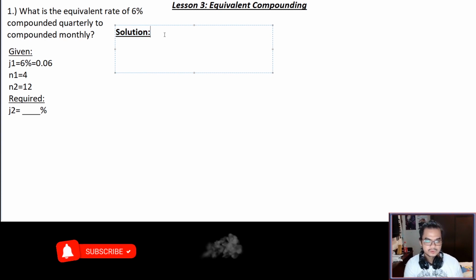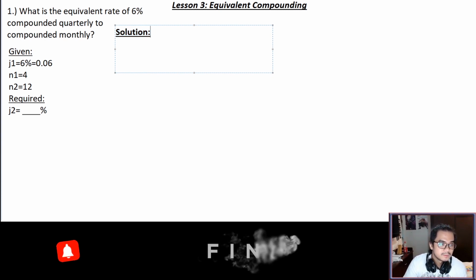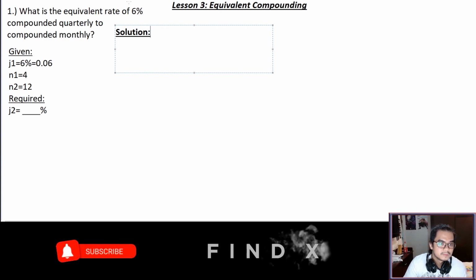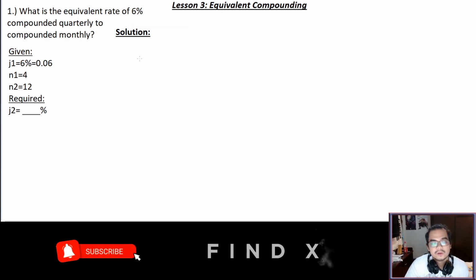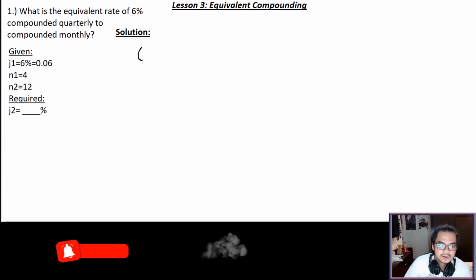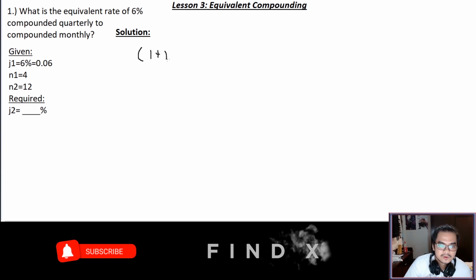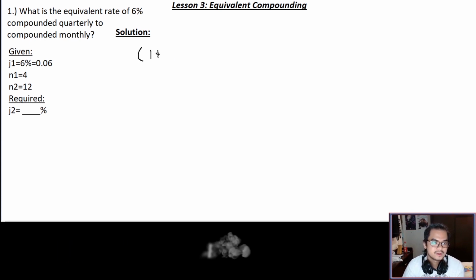Okay. So for the solution, I'll just write it down. We can use a formula, right? The formula 1 plus, no, not the I. We can use instead the J1 over N1, right?